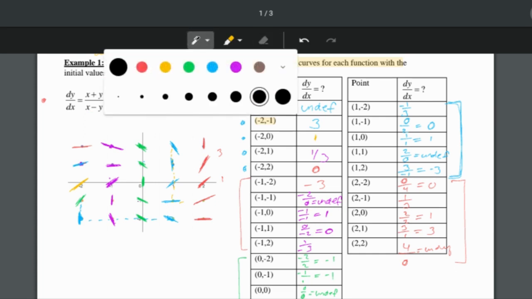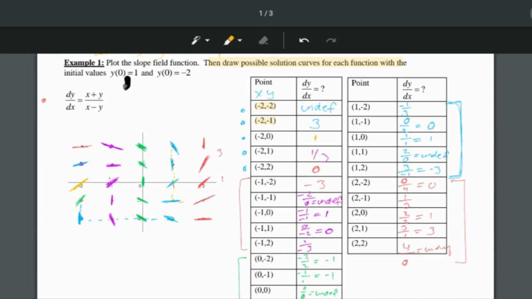Try to make it a little less thick so you can actually see it. All right, they're just saying that's the point 0, 1. All right, 0, 1 is this point right here. They want us to draw a solution curve through that.